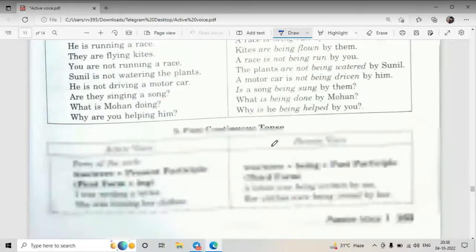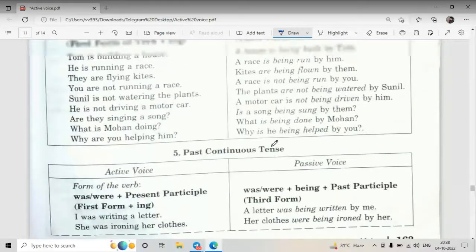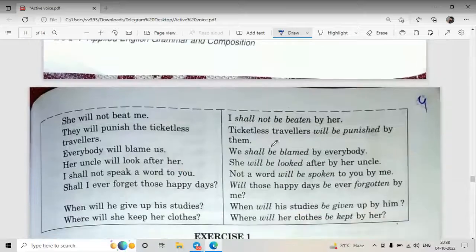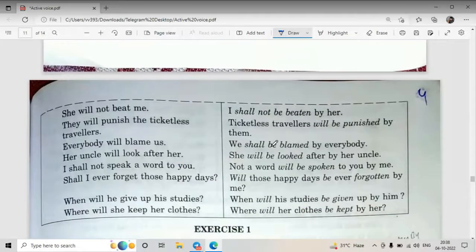Let us move forward to some more examples of this. She will not beat me, and the passive voice will be I shall not be beaten by her. I will take shall with this, and will not will be converted into shall not be. And beat's third form is beaten. So I shall not be beaten by her.